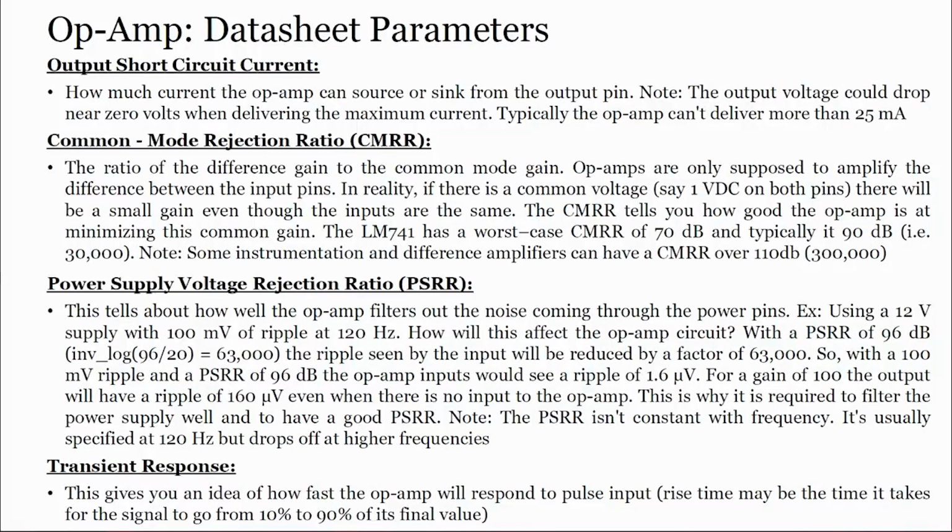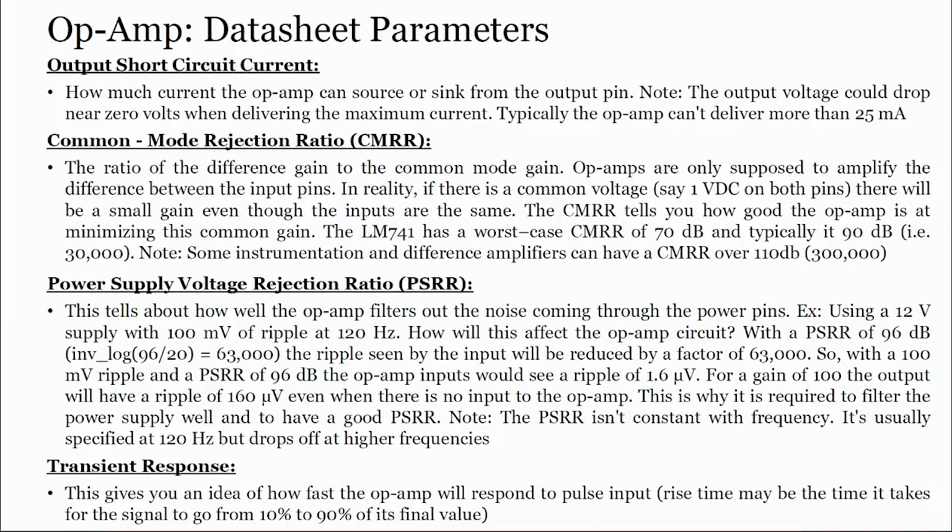Using a 12 volt supply with 100 millivolts of ripple at 120 hertz, how will this affect the op amp circuit? Let us take an example where we are using a 12 volt supply and there is a 100 millivolt ripple at 120 hertz. In this case, with a PSRR of 96 dB, the ripple seen by the input will be reduced by a factor of 63,000. So, with a 100 millivolt ripple and PSRR of 96 dB, the op amp inputs would see a ripple of 1.6 microvolts. For a gain of 100, the output will have a ripple of 160 microvolts.